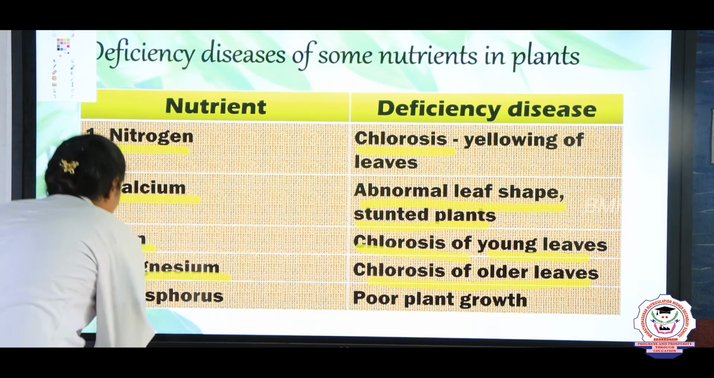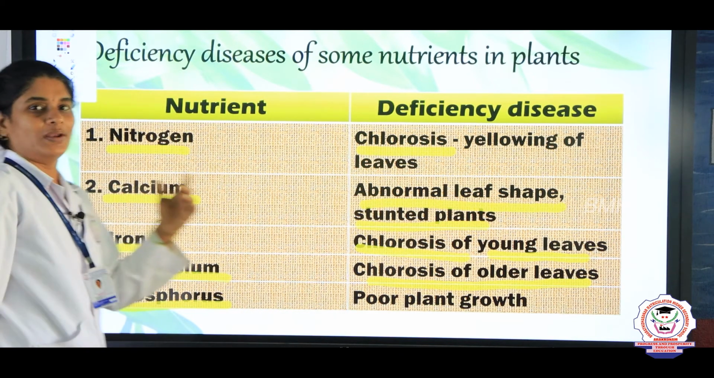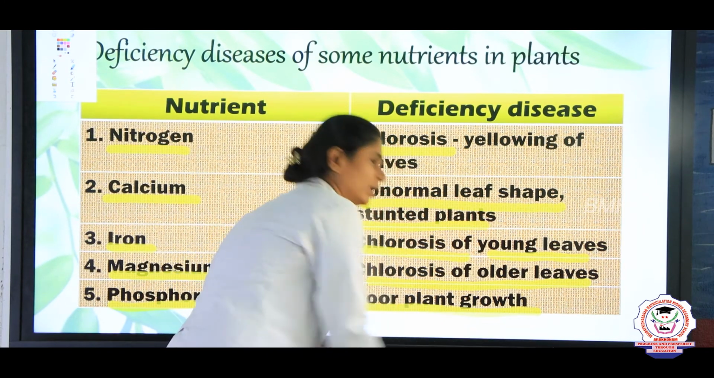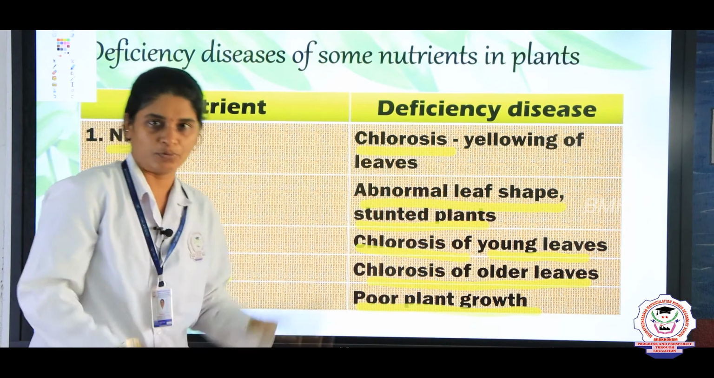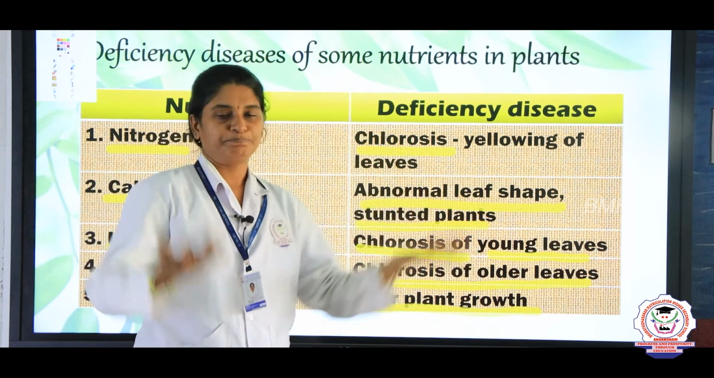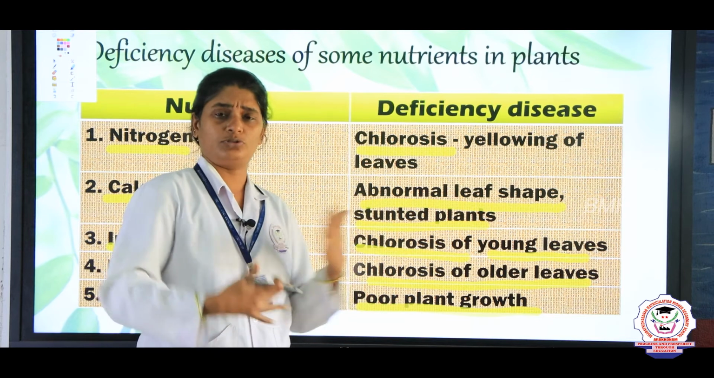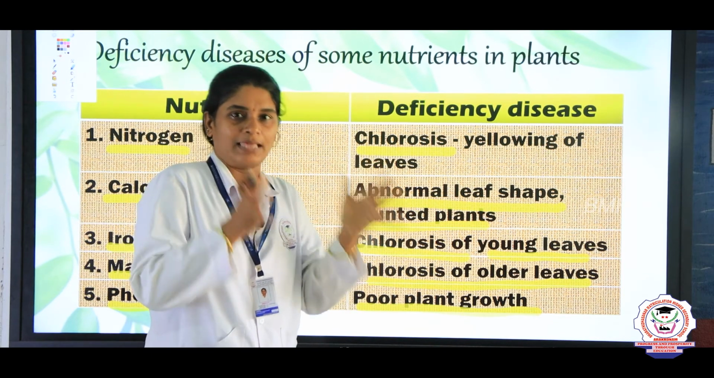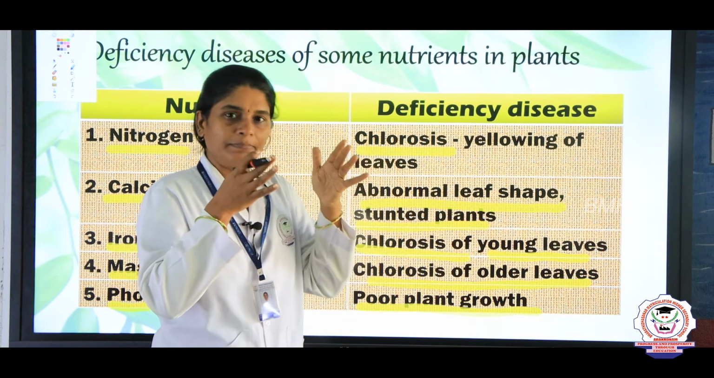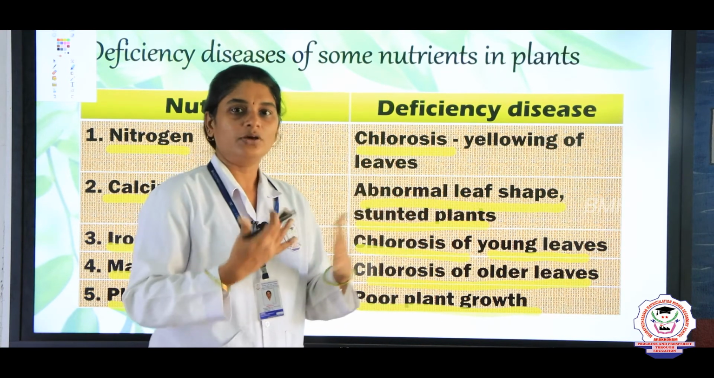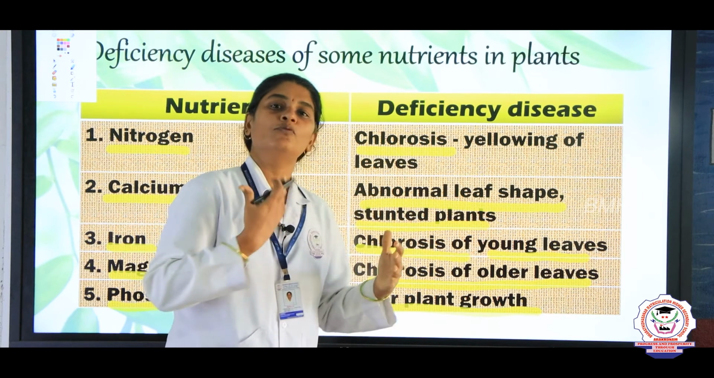The last one, phosphorus. When a plant does not get phosphorus, the plant will grow poorly. The growth of the plant will be poor and it will not yield much in the way of flowers or fruits or any leaves. Okay. So, the plant will remain the same height or same condition. Further, the plant will not grow because it is not getting phosphorus.